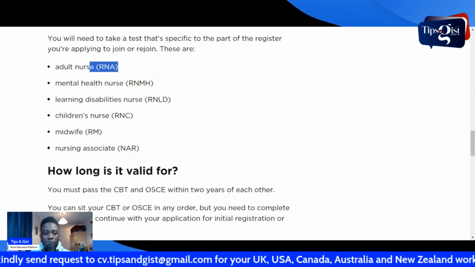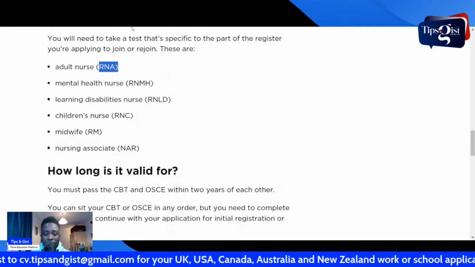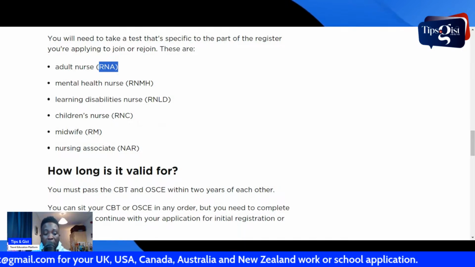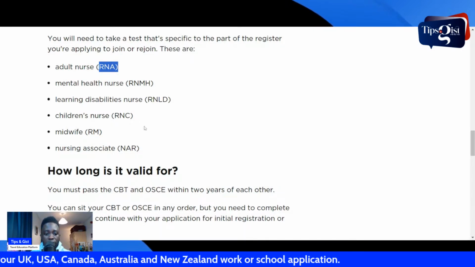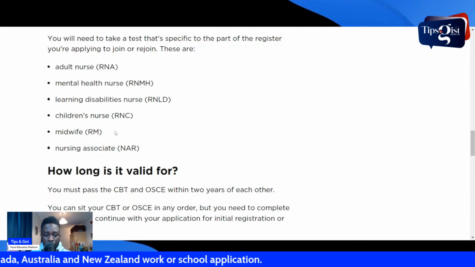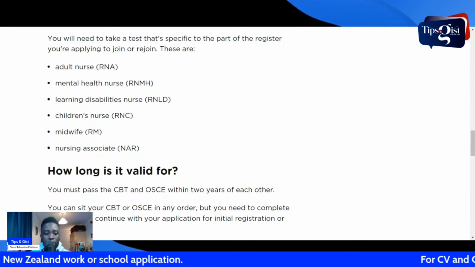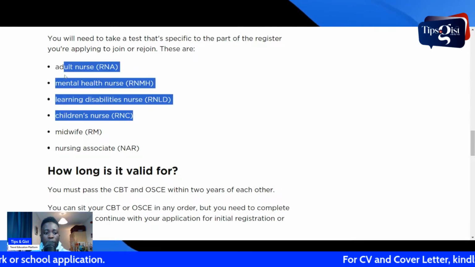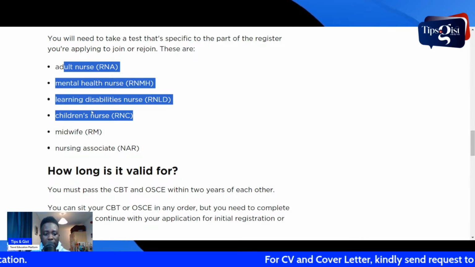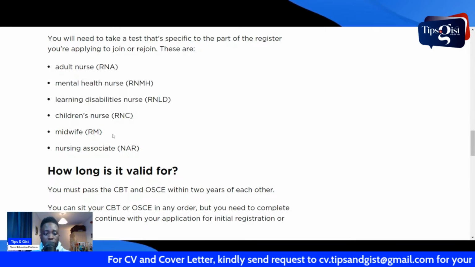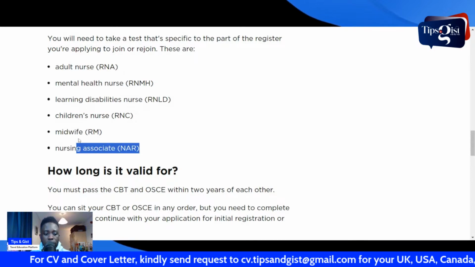And so if you see somebody say, I am RNA, that means they are a nurse and they have specialized in the adult field, right? So if you are coming, you have to specialize before you come. As a nurse, you can specialize in any of these four: the adult nurse, mental health, learning disability, or child nurse or children nurse, right? If you're a midwife, you specialize in midwifery. Nursing associate is also there.